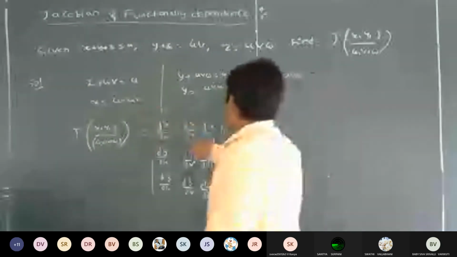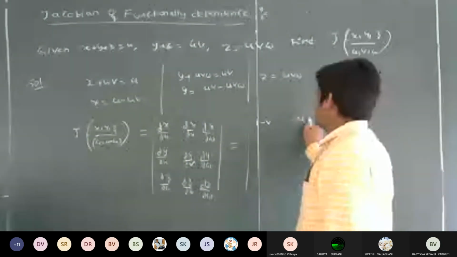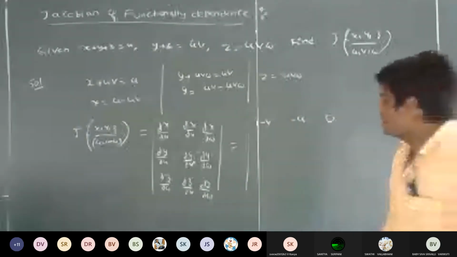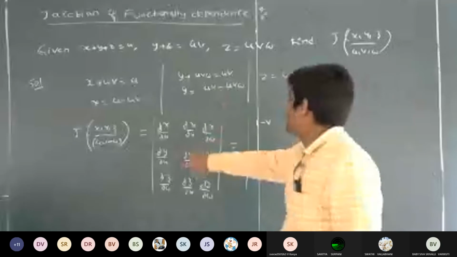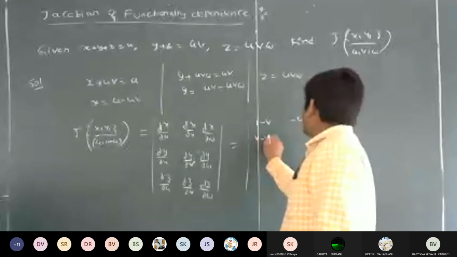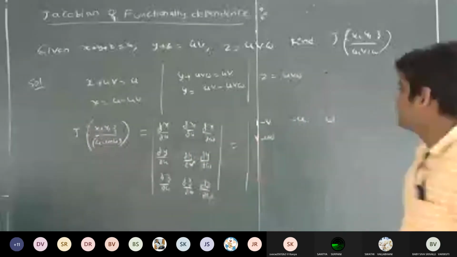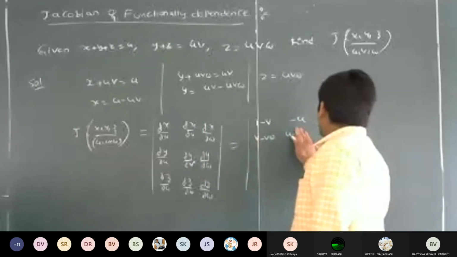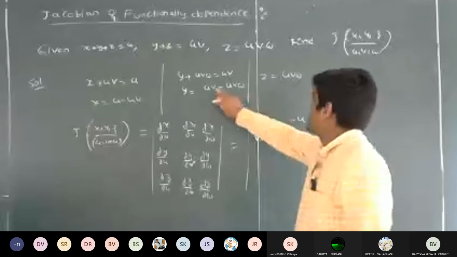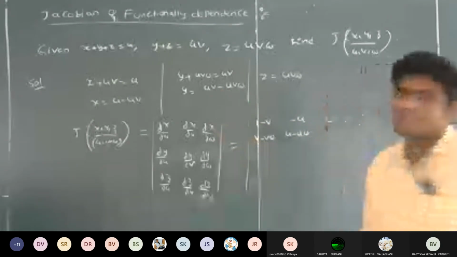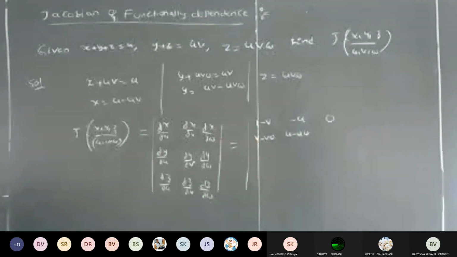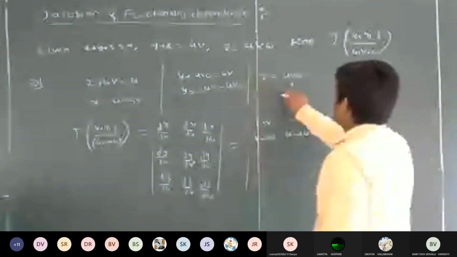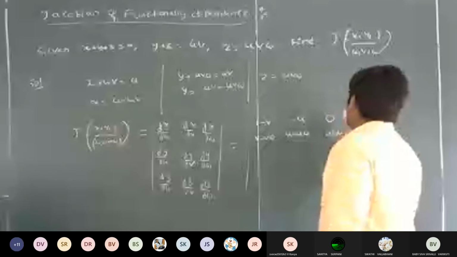1 minus. Next, ∂x/∂v minus ∂x/∂w is 0, since it is independent of w. Next, coming to y. What is the value of ∂y/∂u? So v minus vw. Next, what is the value of ∂y/∂v? So it is u minus uw. Observe this one: here we are differentiating partially with respect to v, so that it is u minus uw. Next, this is uw, this is uw.